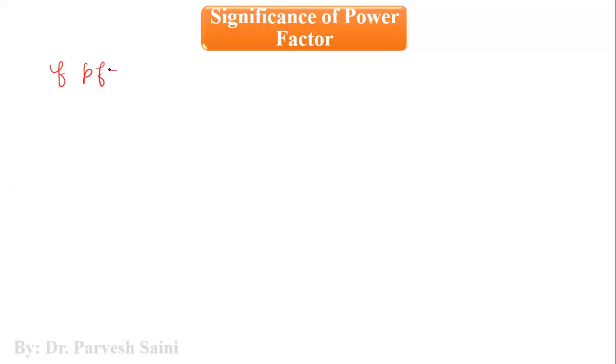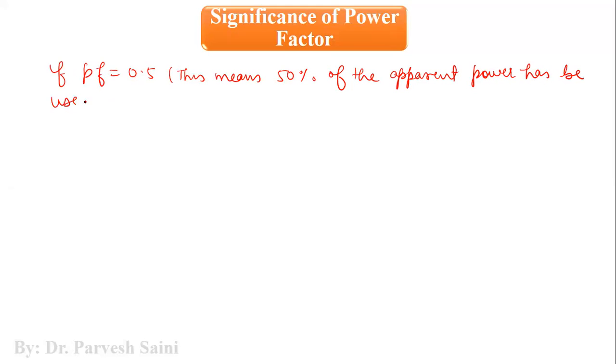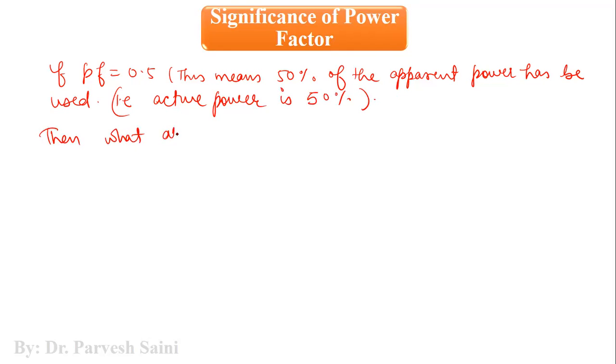If power factor is equal to 0.5, this means 50% of the apparent power has been used. That is, active power is 50%. Then what about the rest of the 50% of the apparent power?